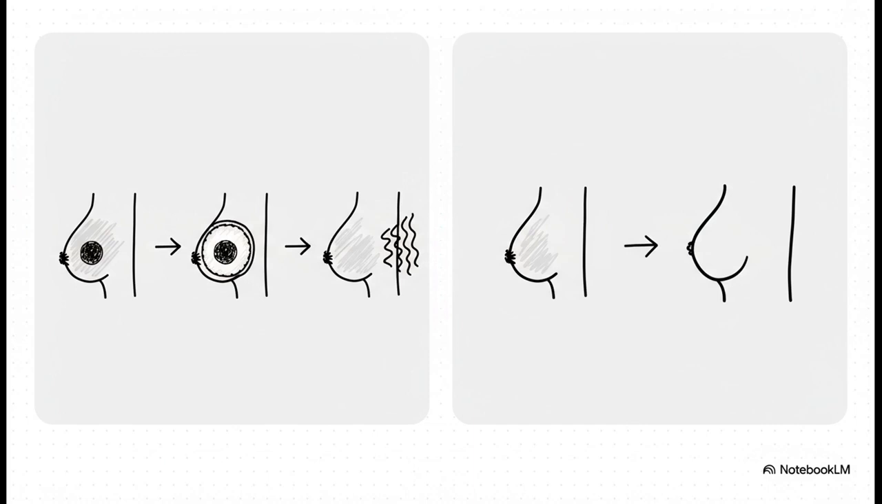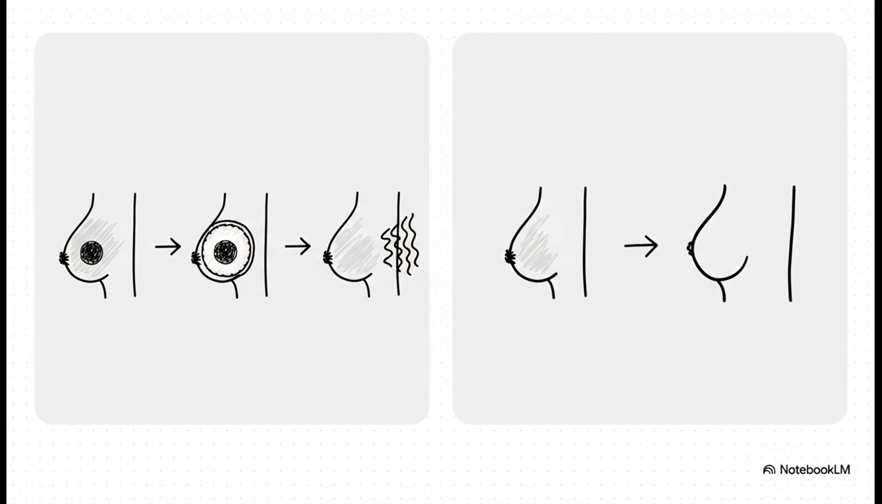Okay, so for DCIS, I'd explain to her that there are two main surgical paths we can take. The first is breast-conserving surgery, also known as a lumpectomy. The goal here is to remove the DCIS with a clean 2 mm margin of normal tissue around it. This is almost always followed by radiation to the rest of the breast to reduce the risk of it coming back. The other option is a mastectomy.